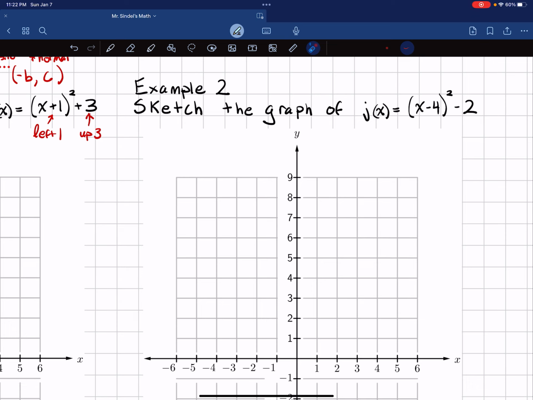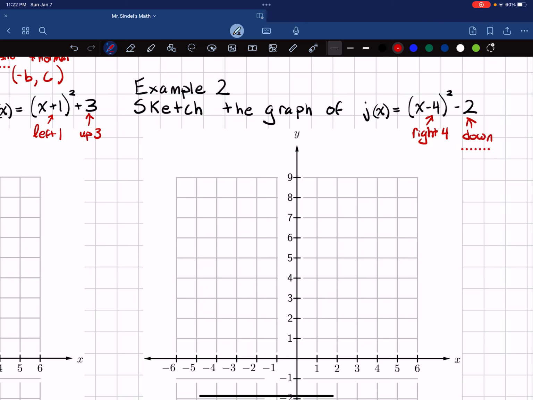It is in vertex form, so I am allowed to use those tricks that I looked at earlier. When I have a -4, again, the inside will affect if I'm going left or right. So normally I would think, oh, this is probably left 4, but again, it's inside the parentheses, so it's going to be opposite. It's not left 4, it's right 4. So this -4 actually means go right 4. And this -2 controls what's going up or down, so this one will make it go down 2.